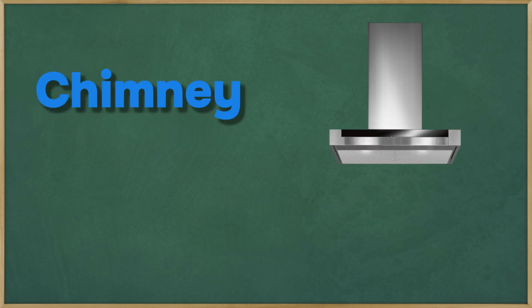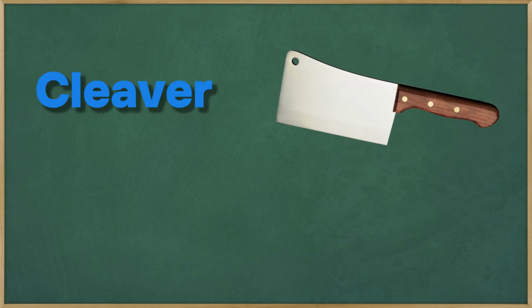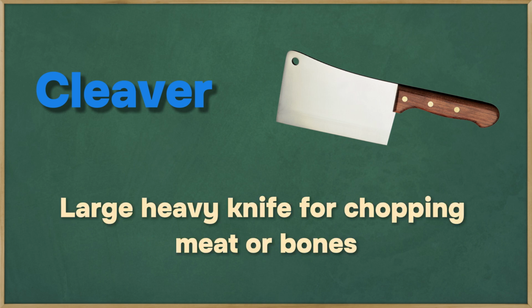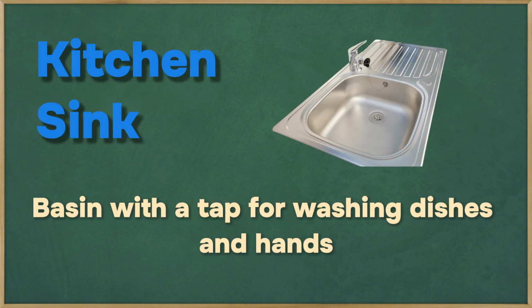Chimney. Appliance for removing smoke or steam from kitchen. Cleaver. Large, heavy knife for chopping meat or bones. Kitchen sink. Basin with a tap for washing dishes and hands.